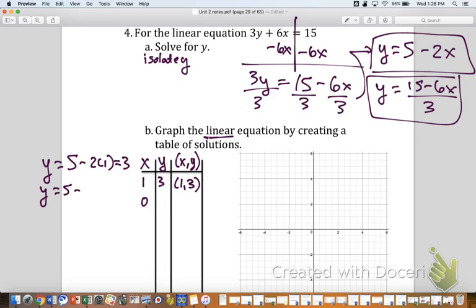And then the 0, also a nice one. y equals 5 minus 2 times 0. Well, 2 times 0 is 0, and 5 minus 0? 5. Great choice. So my next point would be 0, comma 5.